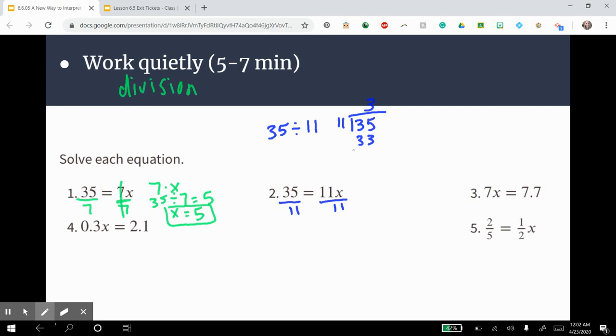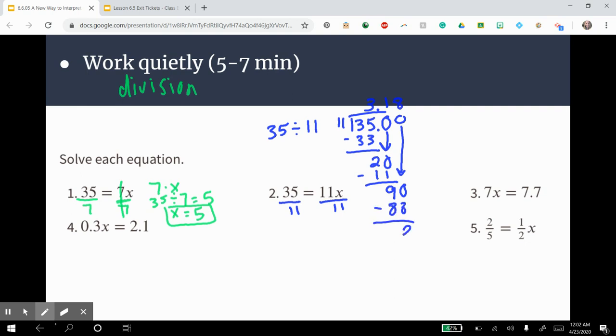11 times 3 is 33. When I subtract, I'll get 2. Add a decimal on the bottom and the top. Annex a 0, drop it down. 11 goes into 20 once. 11 times 1 is 11. This is like 20 minus 11, right, is 9. I don't need to regroup. I can think of that one quickly. Annex a 0, drop it down. 11 times 8 is 88.